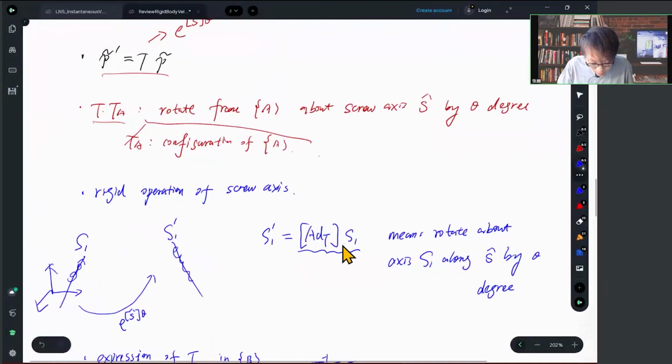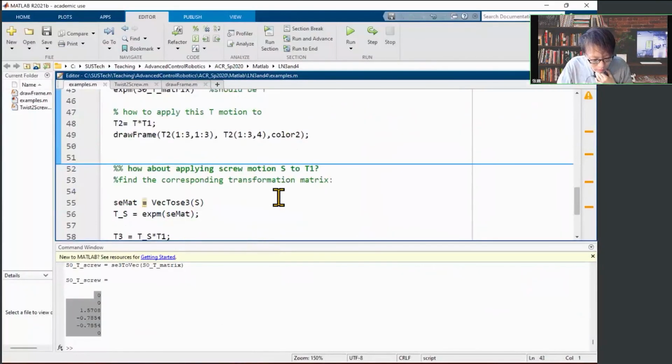In this case, we have 3 screw axes, right? One is the original screw axis. The other one is after the motion: after transformation, you have a new screw axis. Another screw axis can be used to represent the transformation itself. I hope that's clear, and I will send you the code. Just go over the code with you.